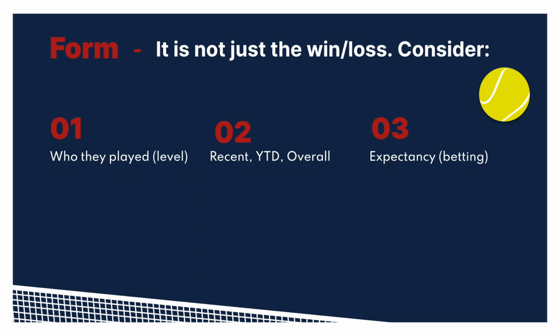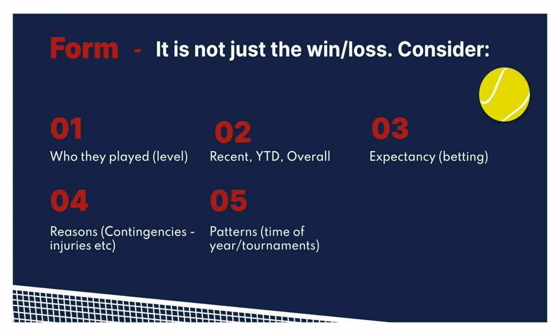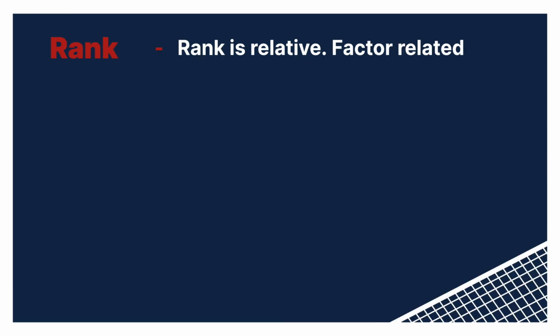If a player is obviously beating favourites on a regular basis, it might become interesting for one reason or the other. But take on board the expectancy, what was expected of that result. Look for reasons, contingencies, injuries, etc. We're going to discuss these in a while. And also patterns, the time of the year of tournaments, etc.